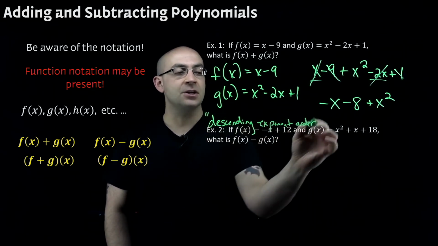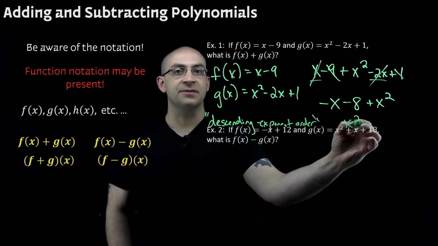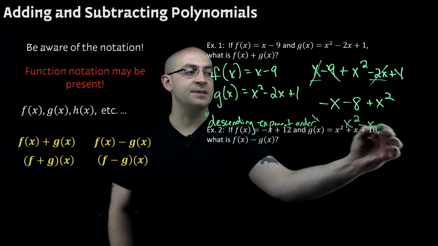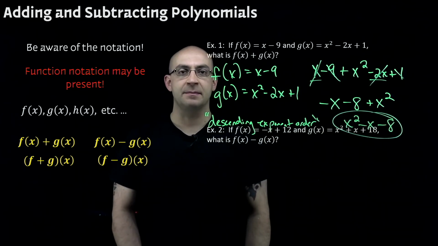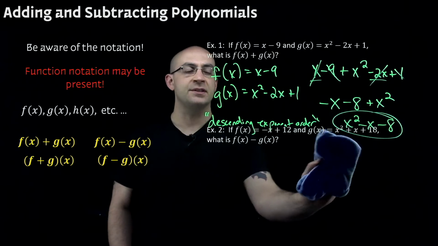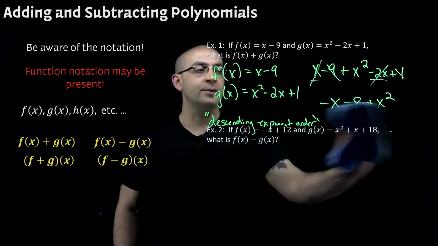Super important. So let's do that. The x squared goes in the front, the negative x comes next, and the minus 8's there. So we've got our final answer, x squared minus x minus 8. So I'm going to go ahead and erase just this part of it again, so we can do number 2.